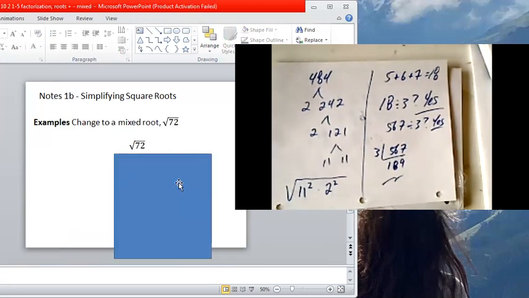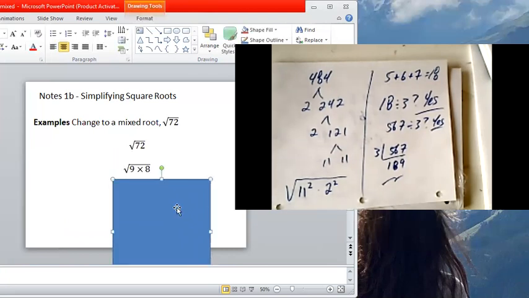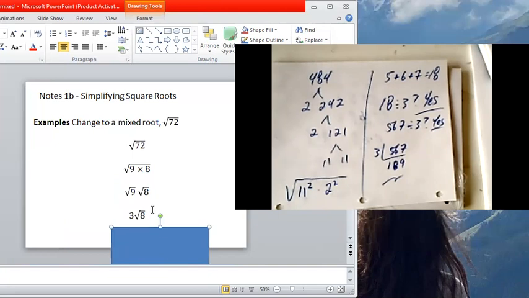This is probably the longest one of the bunch. How to change root 72 to a mixed root. Well, 8 and 9 are kind of obvious. So the 9 can go out. That changes to the 3. But see, this is an example. Maybe if we chose different numbers in the beginning, we'd be at the end already, but we didn't. We still have an 8 there.